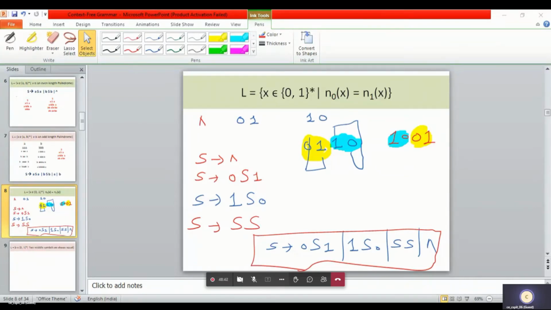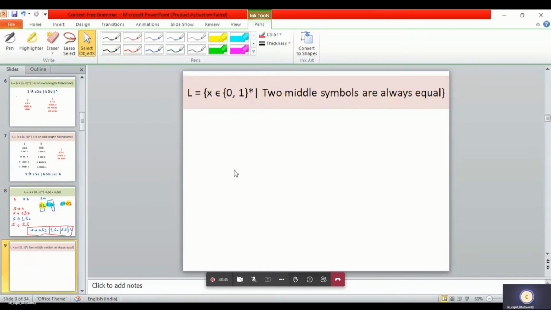Okay, so let us go for more interesting examples. X belongs to {0,1}*, and the two middle symbols are always equal. So now we want a specific grammar in which the middle symbols are always equal. This means we have two different options: either the two middle symbols will be 0,0 or they will be 1,1, because X belongs to {0,1}*. Once we are getting two equal middle symbols, there is no rule about what is on the left hand side or the right hand side of it. But it must be the two middle symbols.